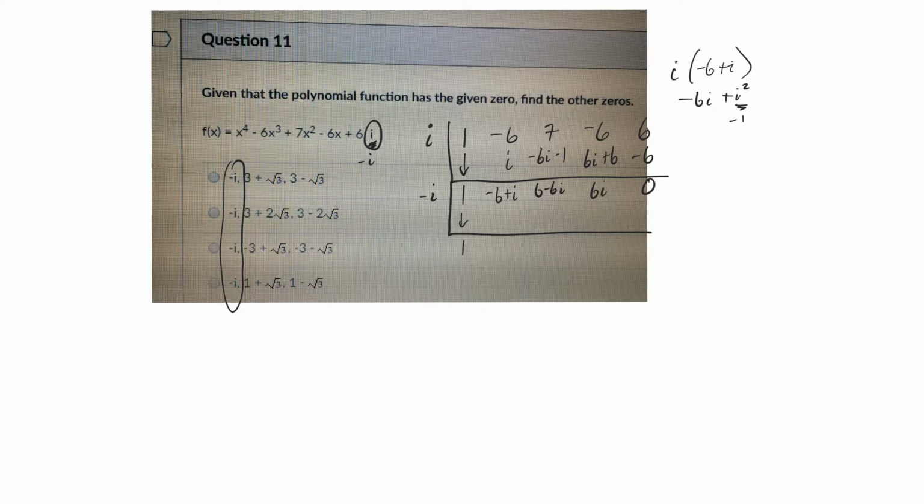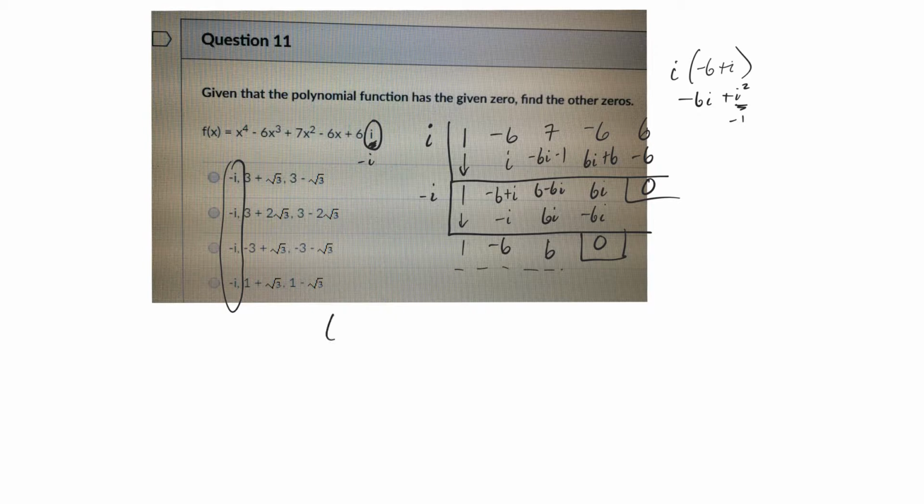So bring down the 1. 1 times minus i is a minus i. Add. Oh, the i's cancel, so it'd just be a minus 6. Minus 6 times negative i would be a positive 6i. And then if I add this, minus 6i plus 6i cancel, so it'd just be a 6. 6 times minus i would be a minus 6i. Subtract or add, you get a 0. Oh, interesting. Okay, so what I'm left with is this is the quotient.